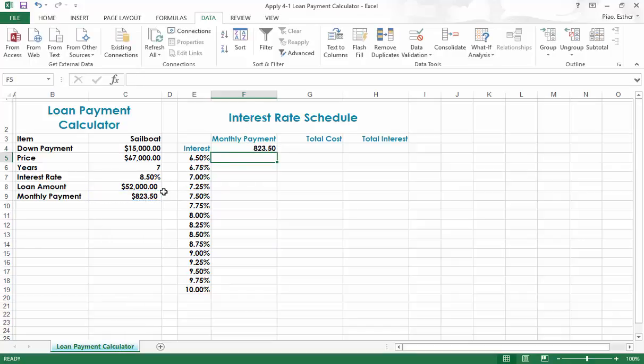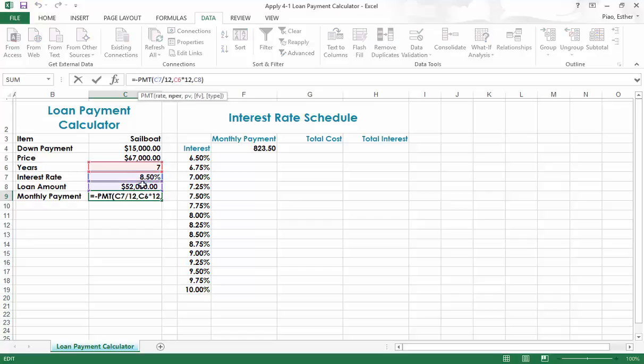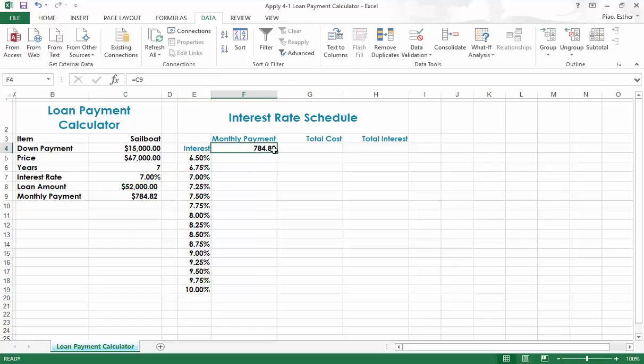Because we have referenced the content in the C9 cell, whatever happens in all the cells that C9 is referencing is automatically reflected in the C9 cell, and in turn in the F4 cell, which is very convenient. I'll try to change it to 7%. You see the change reflected here, and it also reflected here. Let me go back by pressing Ctrl Z.